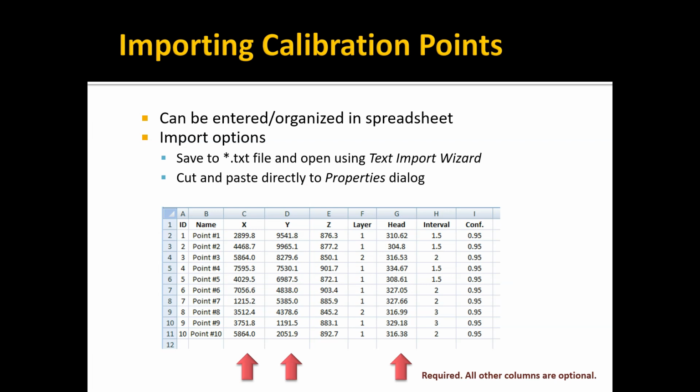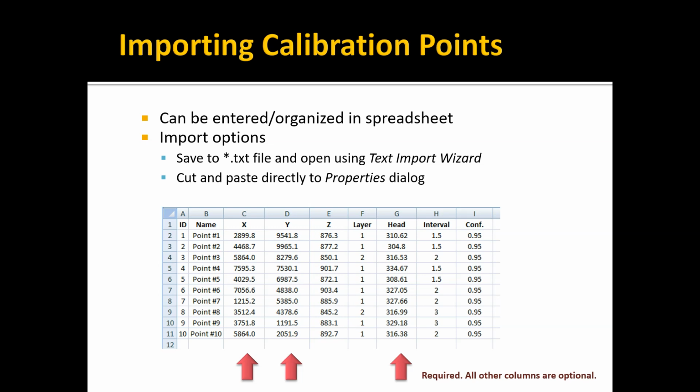So how do you get these into GMS? You can organize them in a spreadsheet if you want, or just in a flat text file. If you save them to either a .txt file or a CSV file, it lists TXT file here, but a CSV file works as well. And then you can open them using the text import wizard. Or if you have them in Excel, you can just copy and paste your table of values, copy it in Excel, and then paste it into GMS, and it will launch the text import wizard.